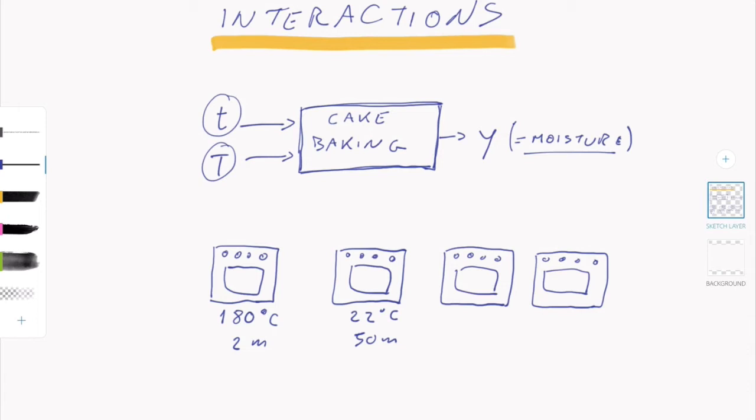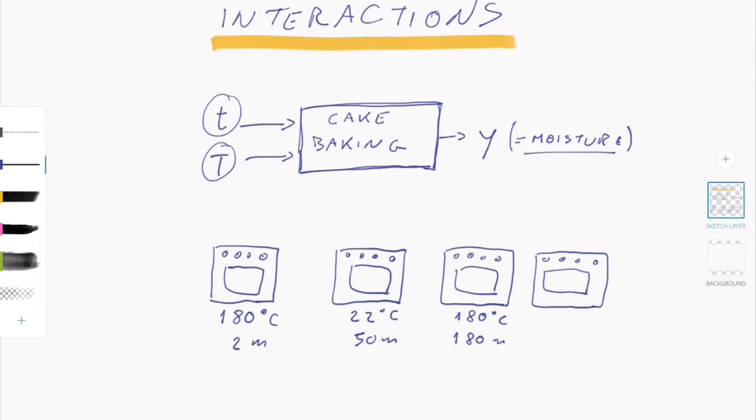Now, suppose that the third time we try with 180 degrees for 180 minutes. What will happen? As a result, I'm quite sure that our cake will be extremely dry, and maybe we will have something very, very black coming out of the oven because this is too much time for this temperature.